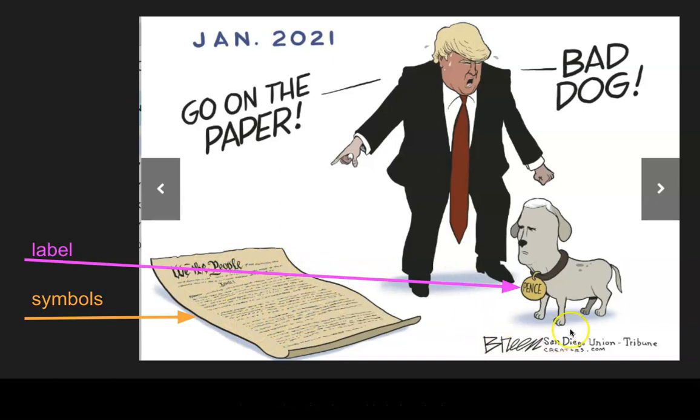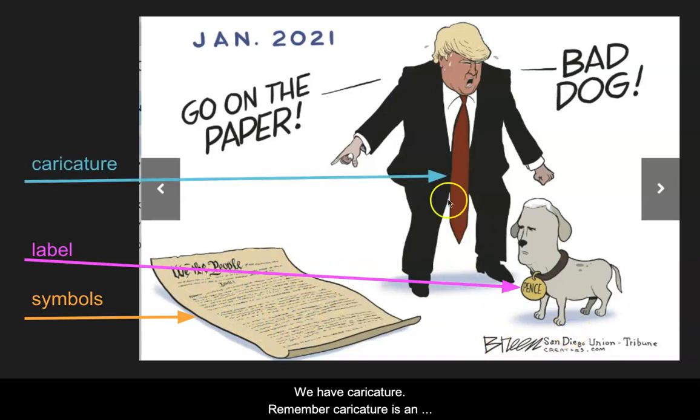What else is in here? We have a caricature. So remember, caricature is an exaggerated thing that helps you recognize someone. And anytime you see a cartoon with Trump, you're going to see a long red tie, usually. You're also going to see his face is orange and his hair might be, the coloring might be exaggerated and the style might be exaggerated. But in this case, the tie really stands out as a significant caricature.